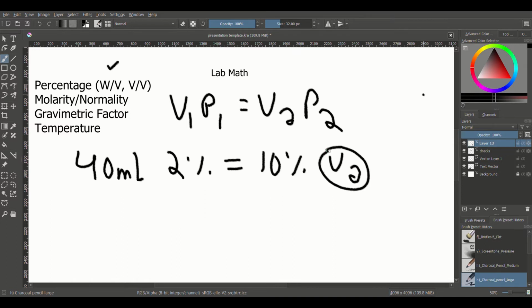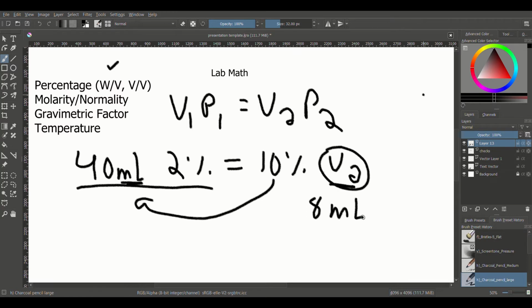It's usually at this point that I like to look at the equation and make sure that everything's in the same units. With this equation, it's especially important that your units are the same. So if one thing's in liters, the other thing's going to be in liters. In this case, we have milliliters on our V1, so that means our V2 is also going to be in milliliters. So we're just going to move our 10% over to isolate our variable. Put that into your calculator as 40 times 2 and divide that by 10. So that gives you 8 milliliters of that 10%.